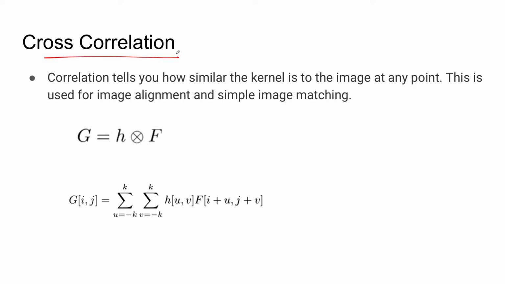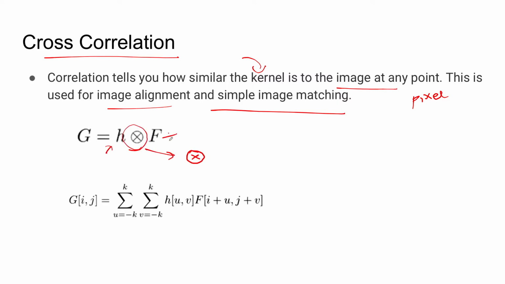Cross-correlation basically tells you how similar the kernel is to the image at any particular point. This is used for image alignment and simple image matching. This symbol which you see here is how you represent cross-correlation. Here H means the image and F means the filter.